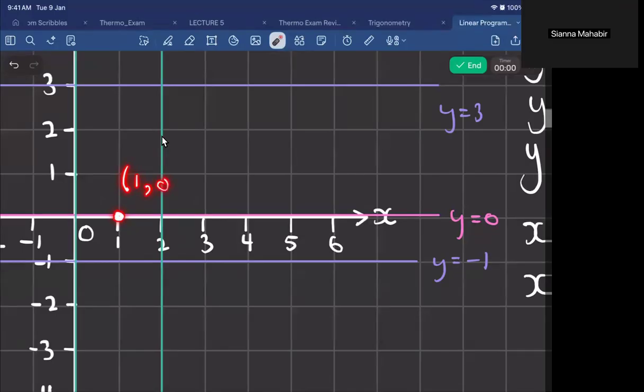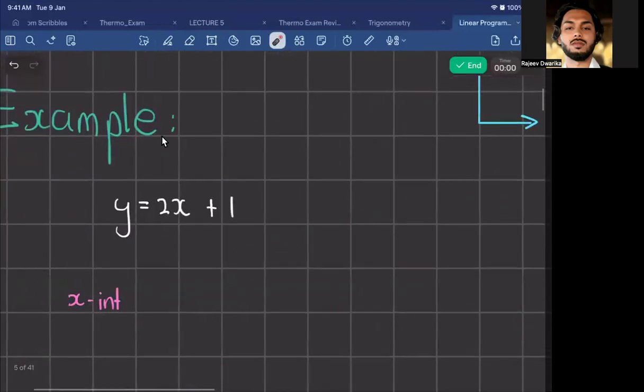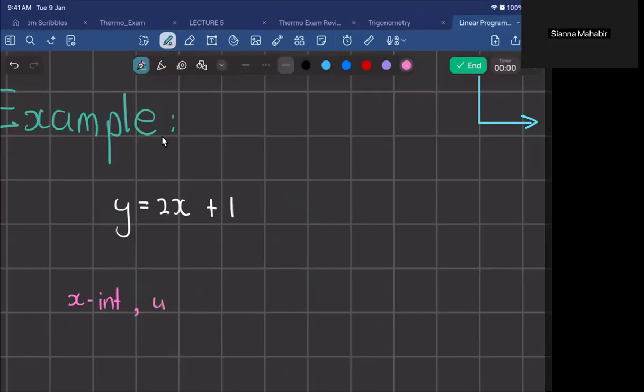Right? Okay, what about this one? 3, 0. What is the y value for all of those points? 0. Exactly, because you're on the x-axis. So for the x-intercept, we know that the y value is 0.